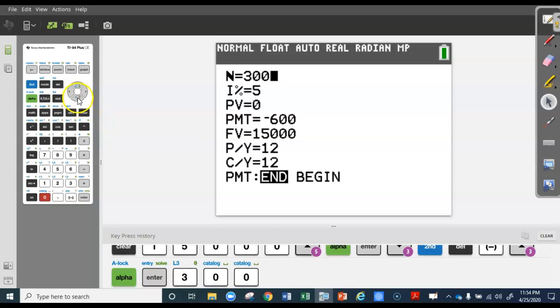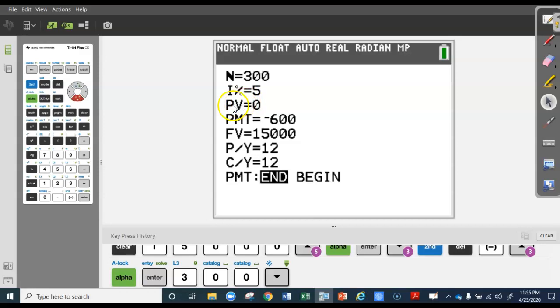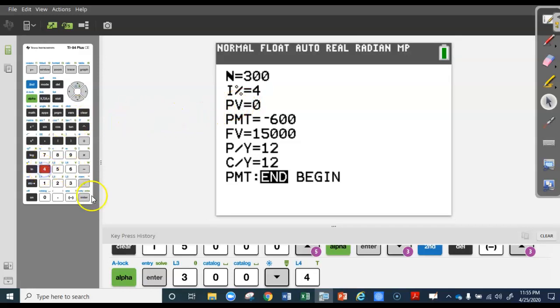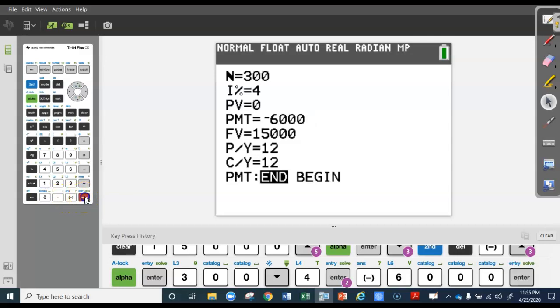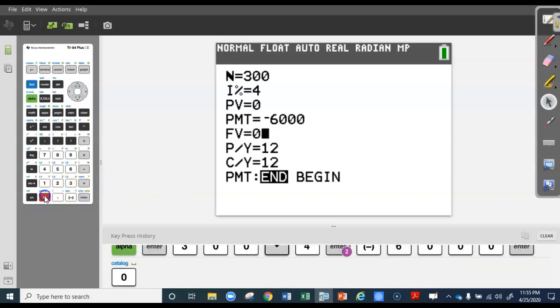Our interest rate, so we'll enter or just down arrow, either one. Enter or down arrow will get you to the next place. And then we get 4. Enter. The present value we do not know, so remember, that's unknown. The payment, we're supposed to be taking out $6,000 a month, so that's going to be negative 6,000 on this one. We're going to be removing it from our account and giving it to ourselves actually, but we're still taking out. And the future value, we want that to be 0.